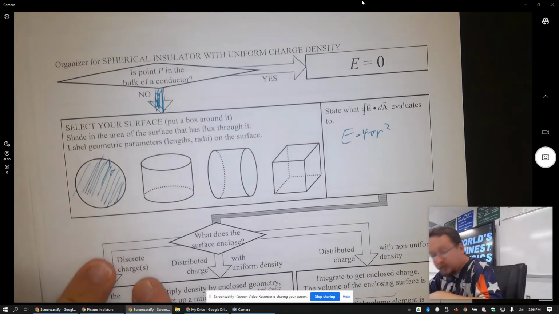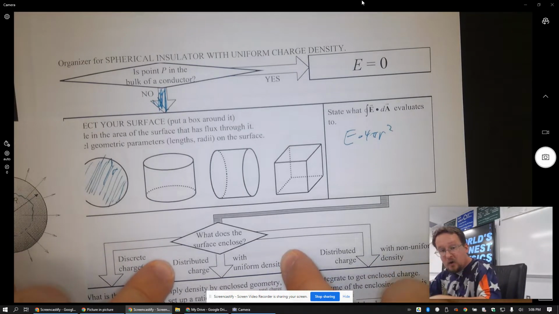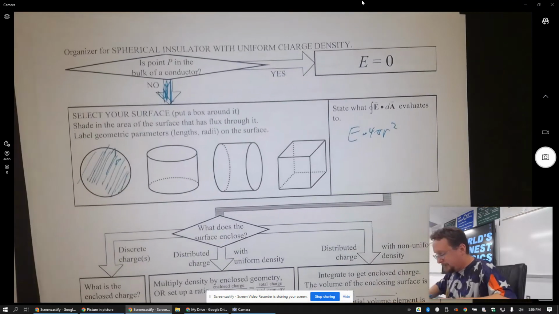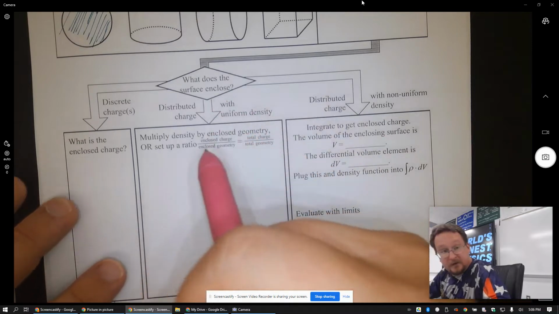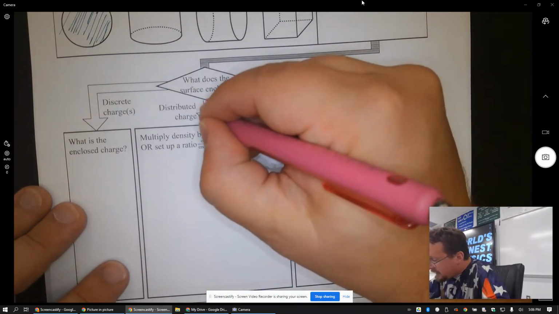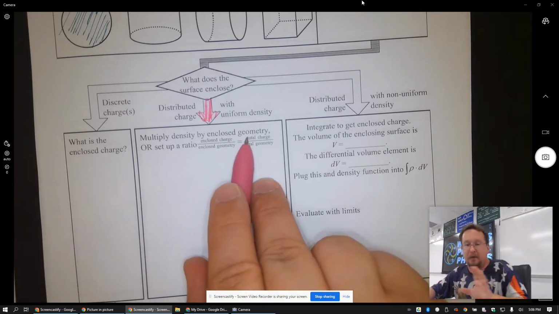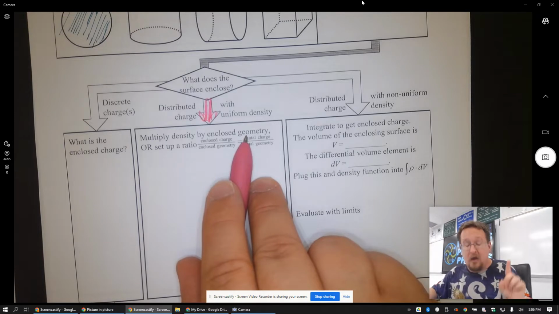All right, now discrete. Nope, this is not a discrete charge. This is a distributed charge with a uniform density. This is a uniform volume density, okay? So what are my options? It gives me two options on this flow chart. It says either multiply density by enclosed geometry. Let me warn you about the word geometry here. The word geometry could be the word length, area, or volume, depending upon what you're dealing with.